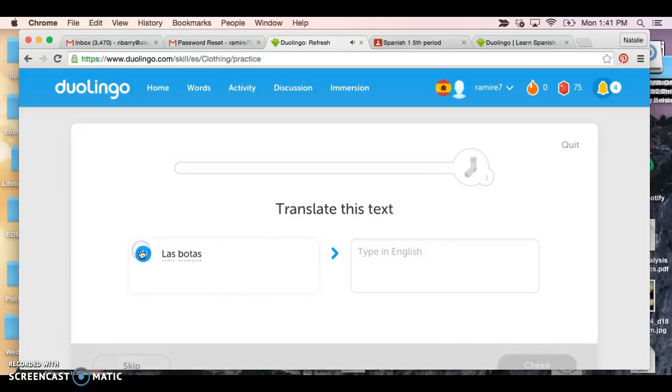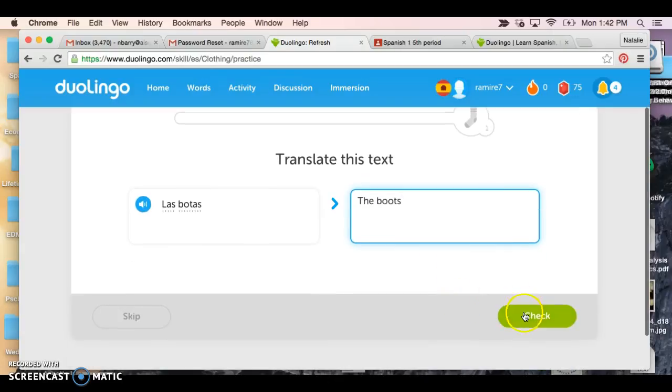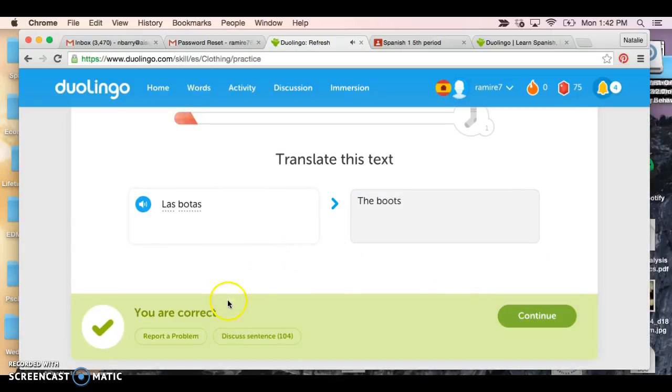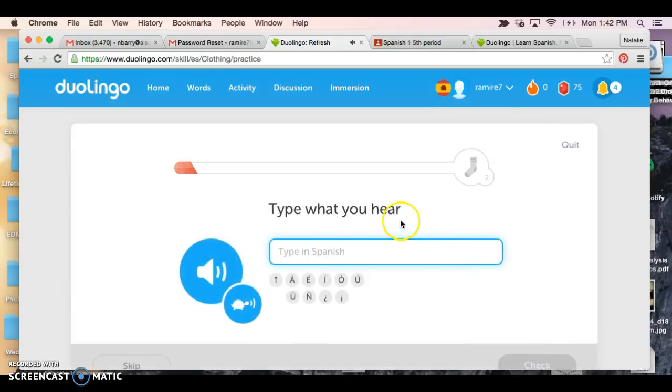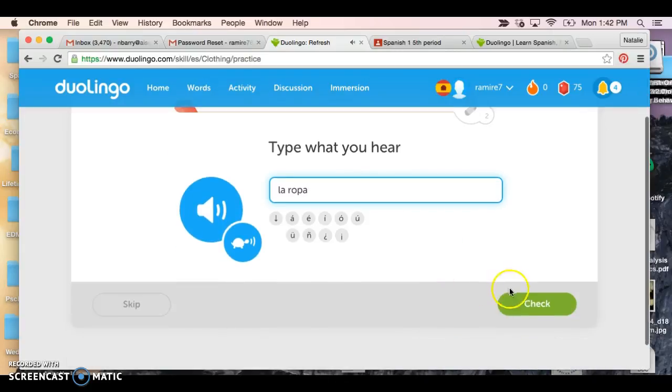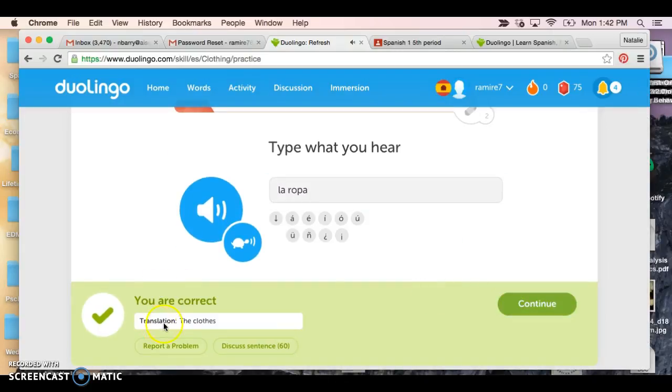So sometimes it will say it for you so you can hear it, but I'm going to translate it and put the boots, and it tells me that I'm correct. And so I keep going. And it wants me now to say what I hear or type what I hear. La ropa. So I know that's la ropa. I'm going to check to see if I was right, and then it gives me the translation, the clothes.